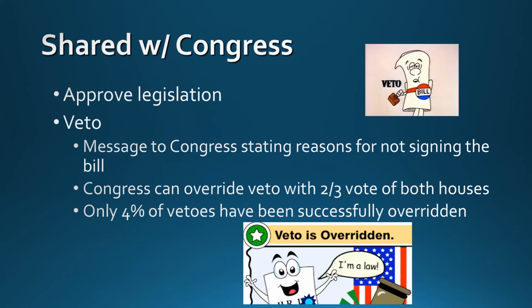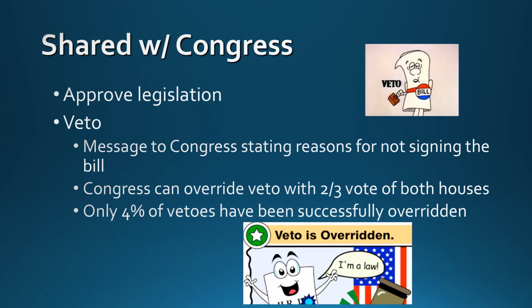All right, shared with Congress. This is where it comes down to the most common thing that we're going to discuss, which is the president's role in the lawmaking process. He can approve legislation, sign that bill, and it becomes a law. He can also veto it. So the president has veto power.